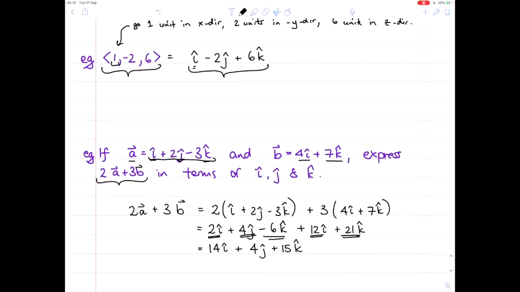So all we're really doing is creating a different way of expressing vectors, and it turns out to be useful to be able to think of vectors as being composed of scalar multiples of each of the basis vectors.